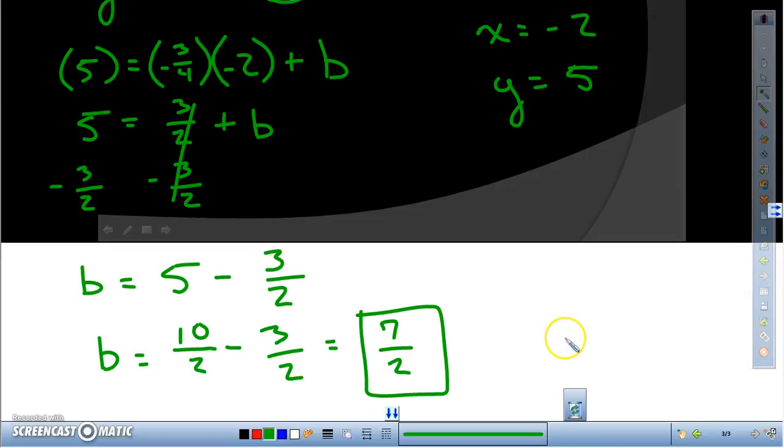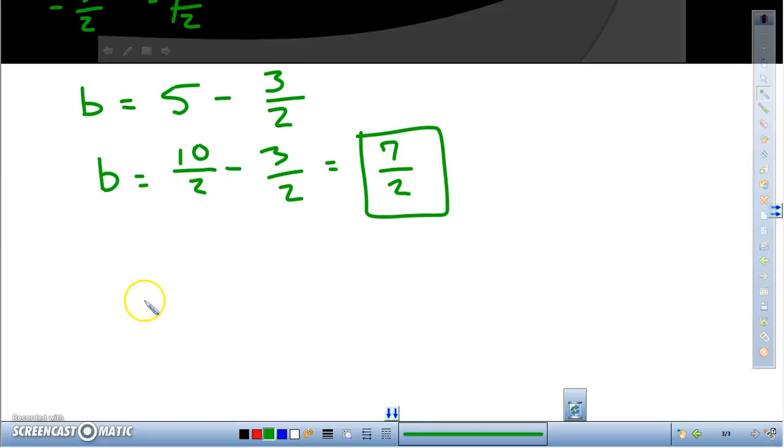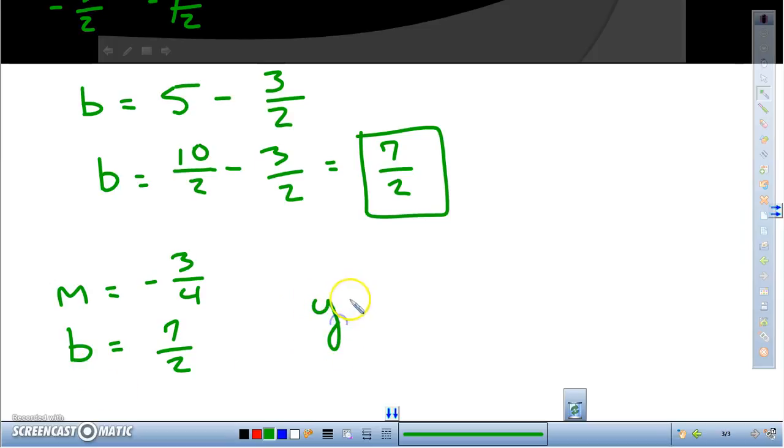Remember, I told you in the beginning, if you can find the slope and the y-intercept, then you can write an equation in slope-intercept form. They gave me the slope in the beginning, and then I used that value along with the x and y to find my b value. So now I'm just going to plug in the m where it goes and the b where it goes in the general form, which would look like this. y is equal to -3/4 x plus 7/2.